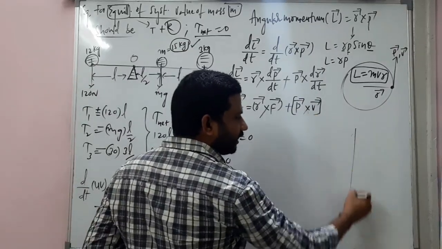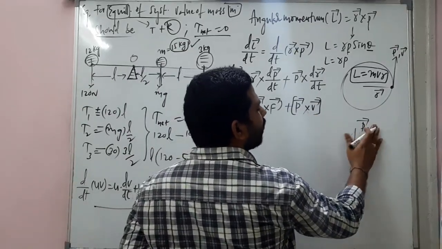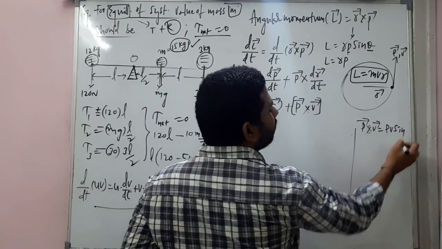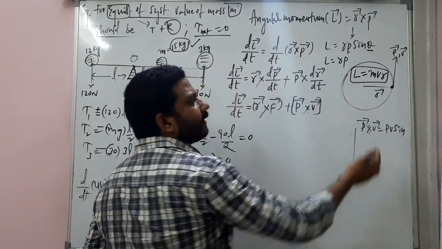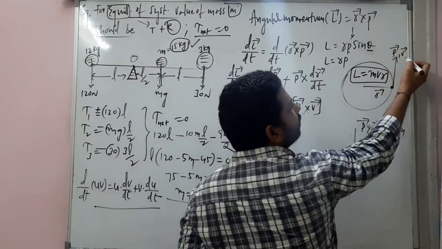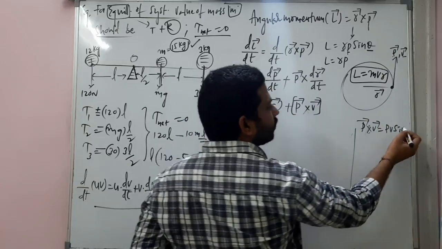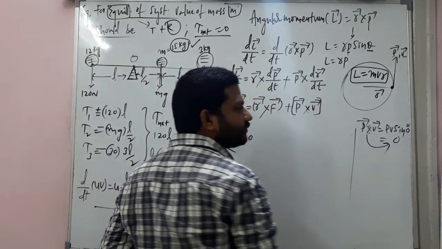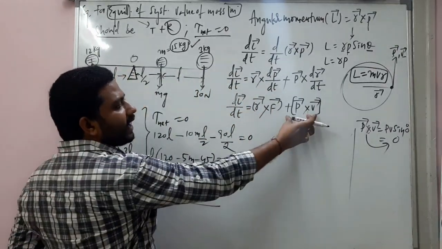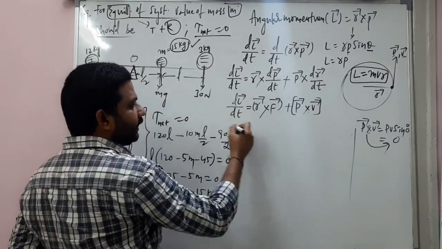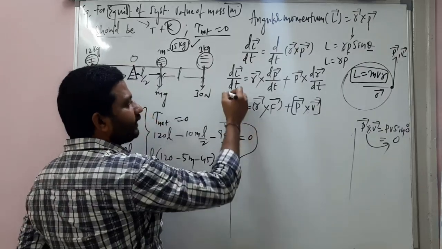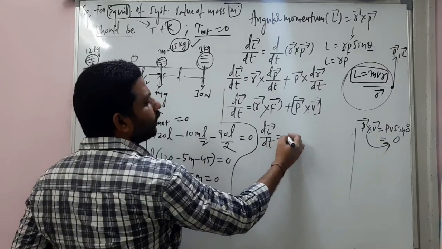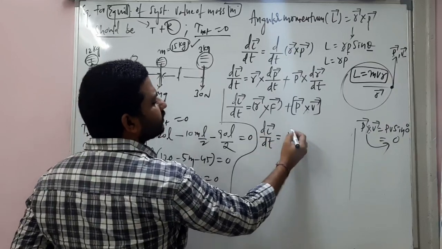Carefully see, here I am writing: p bar cross v bar, that is pv sine theta. What is the angle between p bar and v bar? Look here. p bar is in this direction, v bar also in the same direction. So the angle is 0 degrees. So the total expression will become 0. p bar cross v bar will become 0. So directly we can write this one, dL bar by dt is equal to r bar cross F bar.